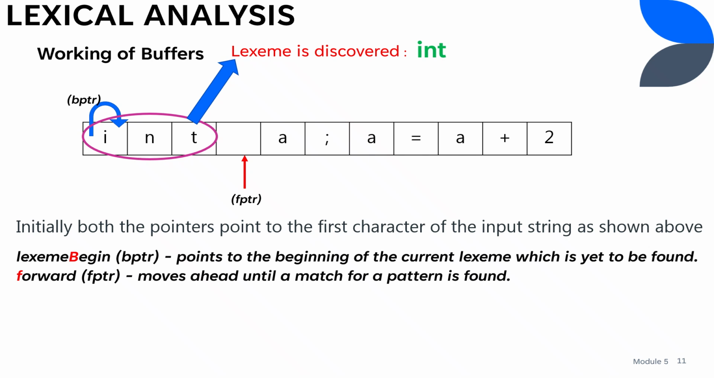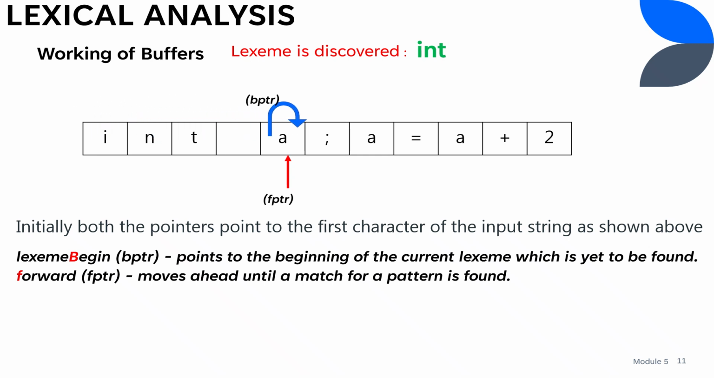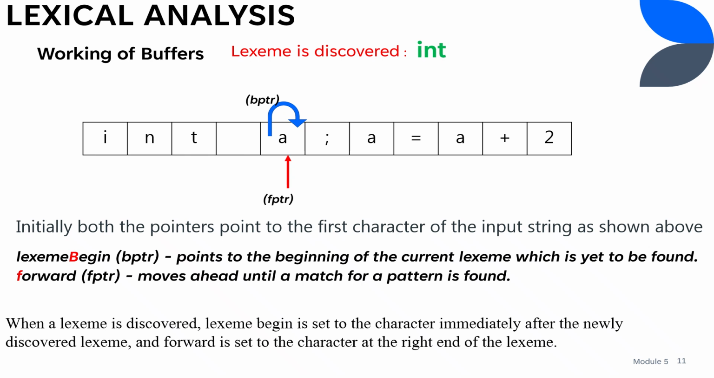Now, both these pointers will move to the first position of the next character. So the F pointer will move one position ahead and the B pointer will move to the first position of the next character. That is what is written. When a lexeme is discovered, lexeme begin is set to the character immediately after the newly discovered lexeme. So wherever the newly discovered lexeme ended, immediately after that the B pointer will be set and the F pointer is automatically forwarded to the next character.